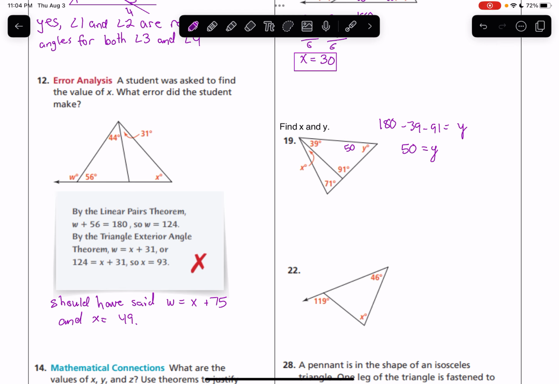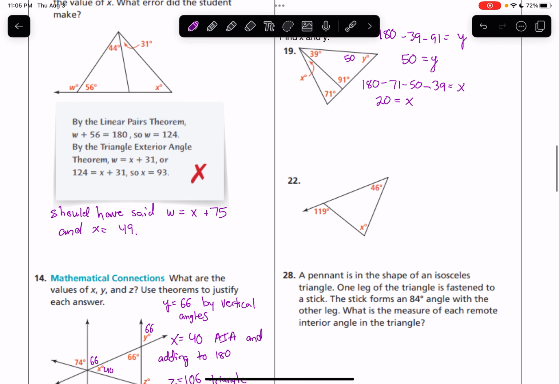Then if we want to find x, there are a few different ways to do this. I did it by looking at the entire triangle. So I know this is 50 for this corner. This corner is 71. This corner is 39 plus x. This whole angle is this angle of the triangle. So I can say 180 minus 71 minus 50 minus 39 is going to give us what's left over for angle x. And that is going to be 20 equals angle x.